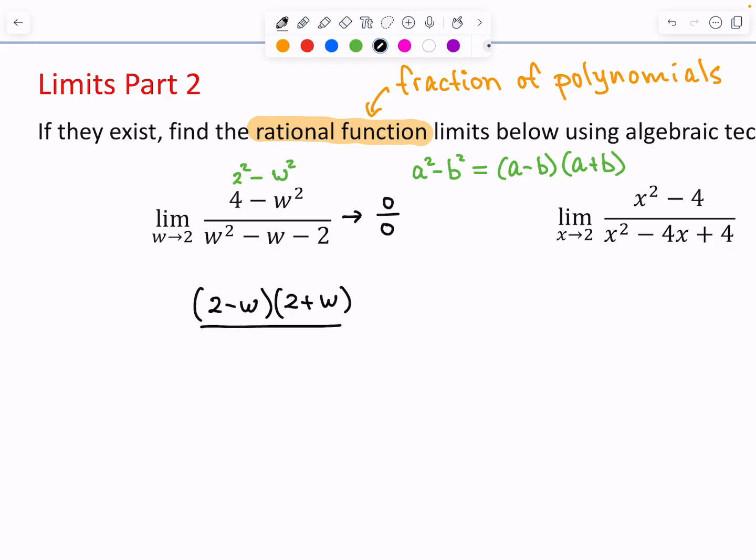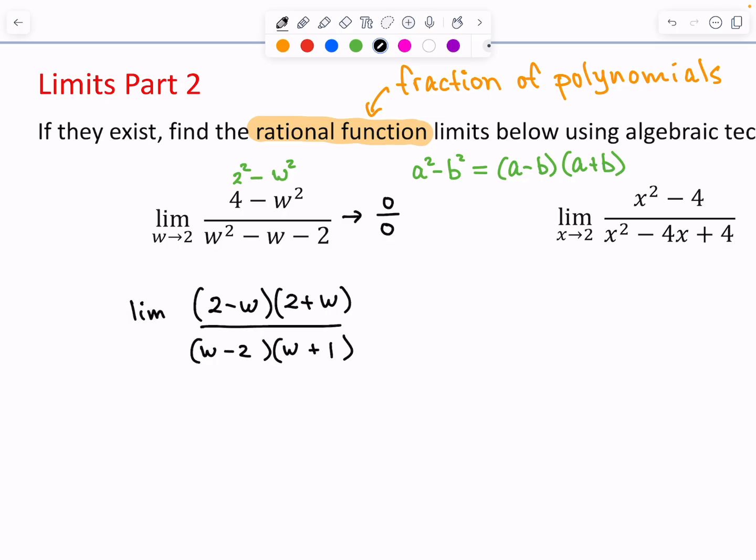The denominator is a trinomial, meaning a 3-term polynomial. Try to factor it into 2 binomials, or 2-term polynomials. The w squared factors to w and w, and we need two numbers that multiply to -2 but add to -1. Those numbers would be -2 and +1. You should FOIL this to make sure that your factoring is correct.